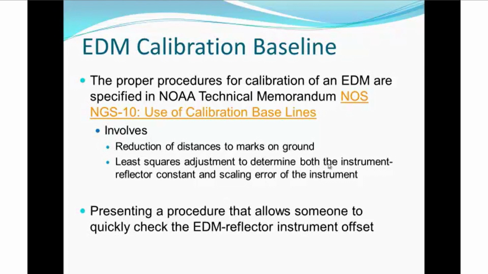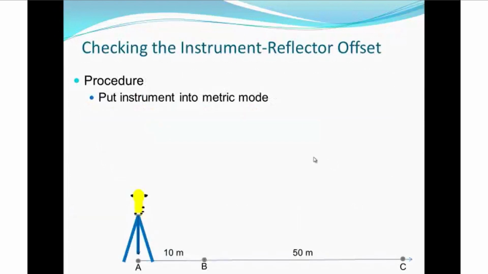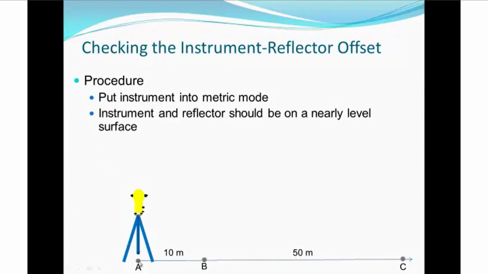What I'm going to present here is a method that allows you to quickly determine what the EDM reflector offset is, and then use that in your instrument. So the procedure is straightforward. You first of all start with your instrument in metric mode. You then establish 3 points on a line. So you set up on one of the endpoints and you sight down the line and establish 2 other points.